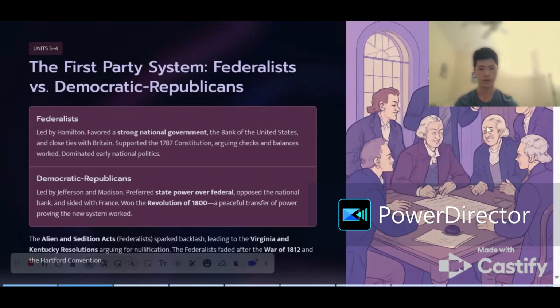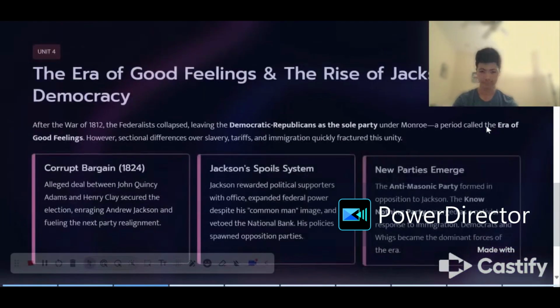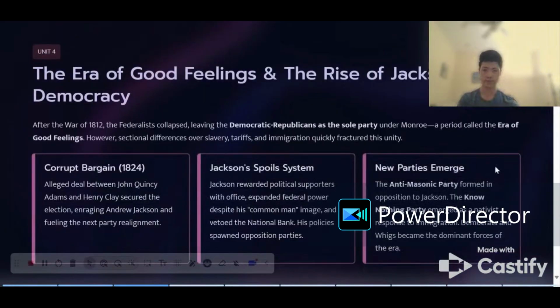After the War of 1812, we get the Era of Good Feelings. This is basically a surge of nationalism from the War of 1812, and also this belief that we only had one political party, so there was not going to be any more division. Obviously not true. There are still divisions with sectionalism over things like slavery, tariffs, regional economic differences, stuff like that.